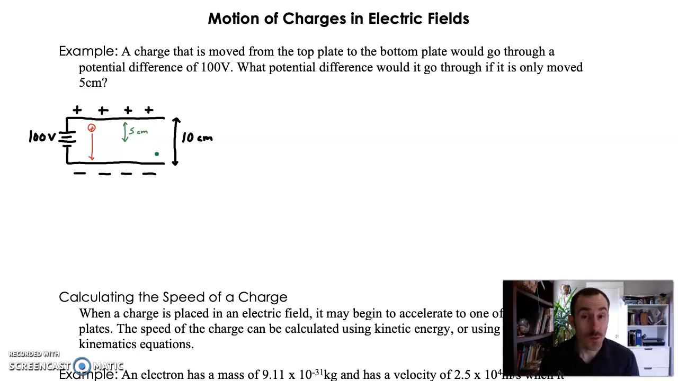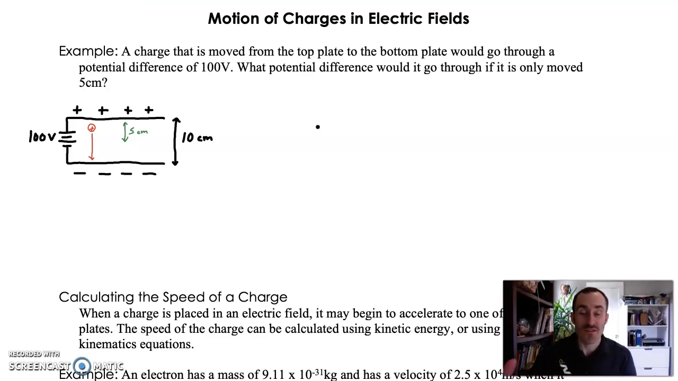Okay, you can probably guess if this whole difference between top plate to bottom plate is 100 volts, then halfway, you'd probably guess would be 50 volts. But you'd be wrong. Just kidding, you'd be right. It totally follows logic. So if we move it half the distance, we're going to go through half the potential. Okay, so 50 volts. But we can also prove that.